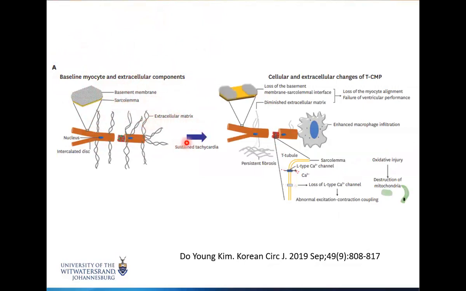If you then get sustained tachycardia, this is what you get. It causes loss of the basement membrane and subsarcolemmal interface with diminished extracellular matrix. In turn, that causes loss of myocyte alignment and failure of ventricular performance. I think you can see it illustrated in this picture. If you compare this picture with the one on the left, you can see the significantly diminished extracellular matrix.